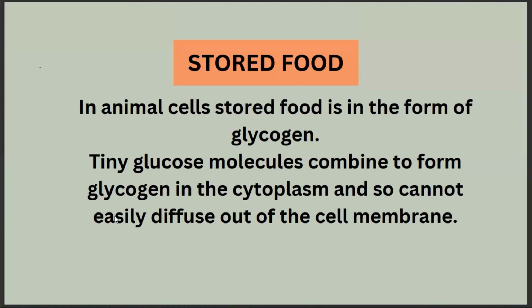Why is glucose not stored as glucose in the cytoplasm? Because they are such simple molecules that they can easily diffuse out of the cell membrane. The cell membrane cannot stop the glucose molecules. So what does the cell do? The cell holds all the glucose molecules and ties them with a chain. It locks them up in a chain and it becomes a glycogen molecule, and then it is locked up inside the cells. It is imprisoned inside the cells and it can be used later.